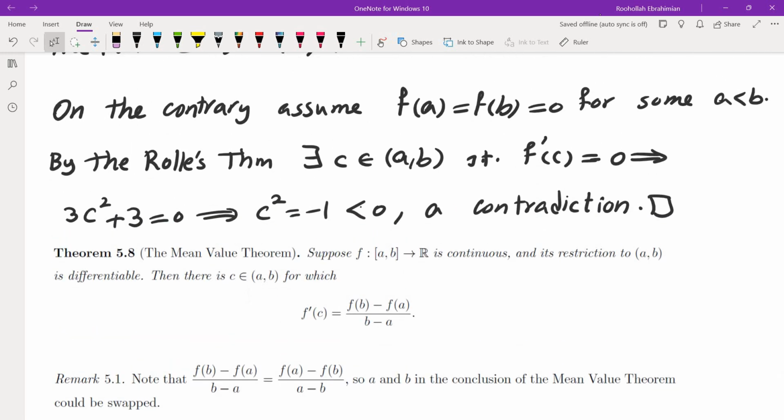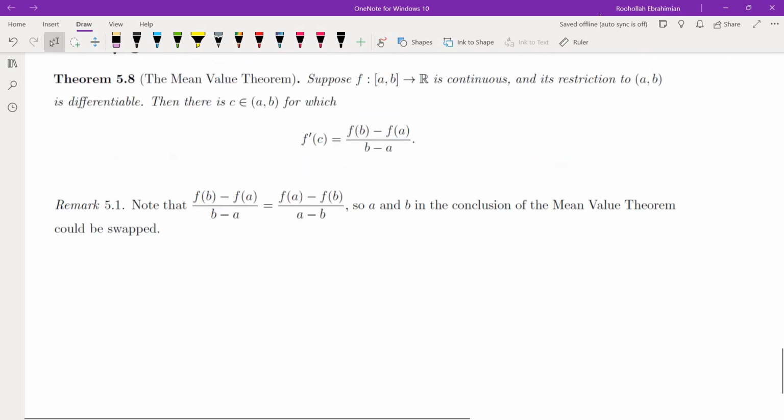Okay, and that contradiction shows the uniqueness. Okay, finally we will prove the mean value theorem.